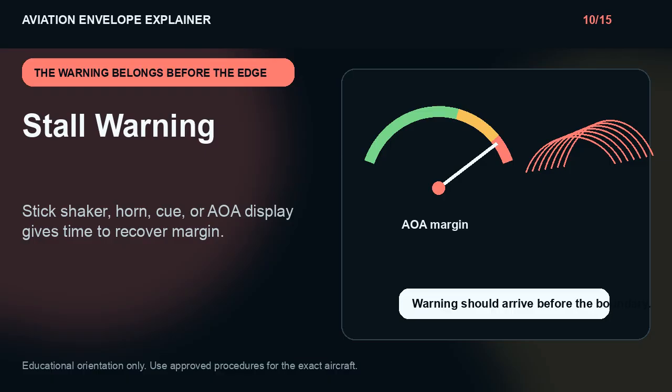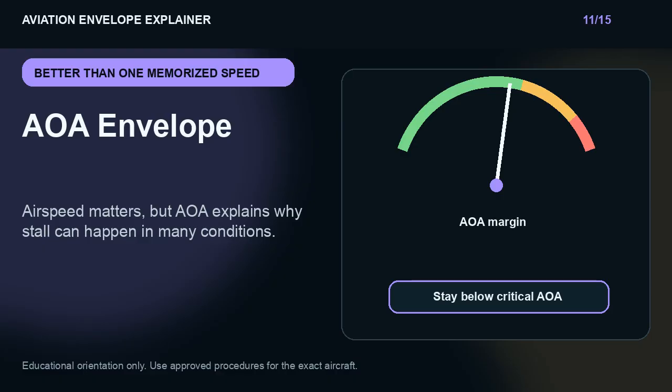Altitude matters as well. At high altitude, the margin between low-speed stall and high-speed Mach effects can narrow. Pilots often call this a narrower high-altitude envelope. The airplane may have less excess thrust, thinner air, and less room between buffet boundaries. Again, the point is not just one number. The point is margin.